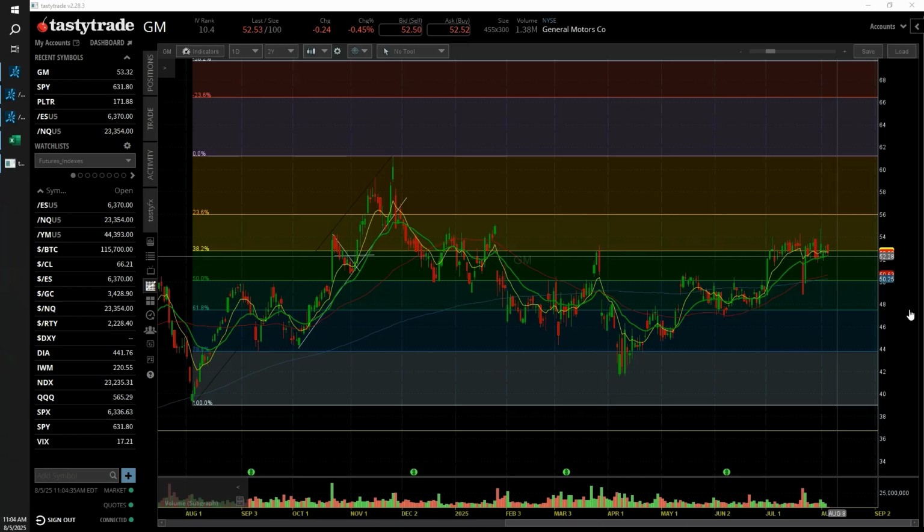So what I'm looking for is this area above and this area below seem to be a consolidation area, so that we're going to just chop over the next couple of weeks. So how can we play that? Well, number one, we could sell credit above and we could sell credit below.